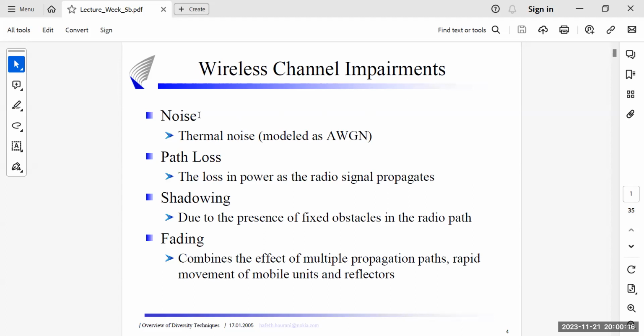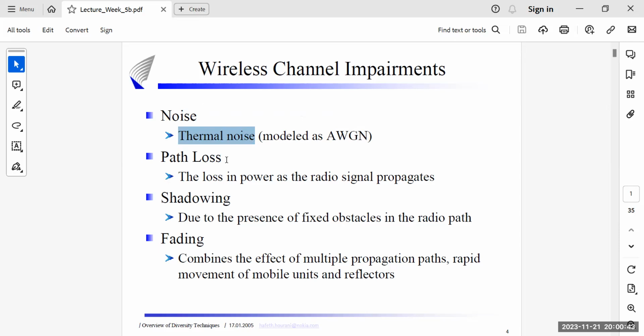What is noise? Noise is any unwanted signal. Any unwanted signal is basically a noise for your system. But there is one noise that is almost inevitable, and that is the thermal noise. Because wherever there are, for example, electronic components, even they will produce some kind of heat. And that heat is basically modeled as additive white Gaussian noise, right?